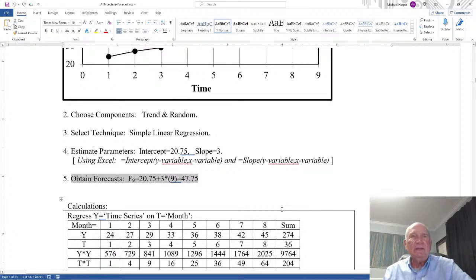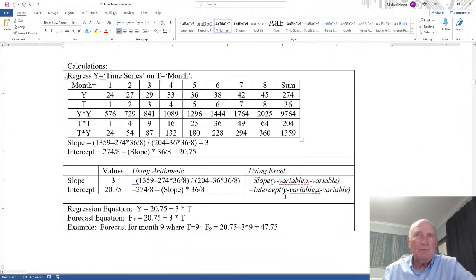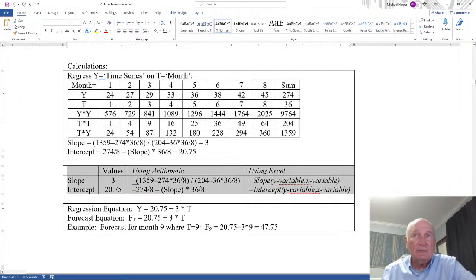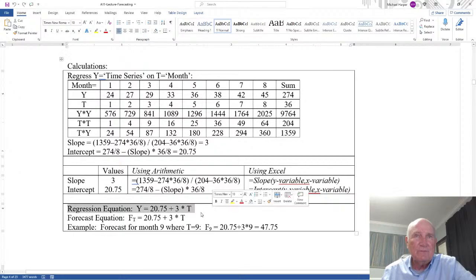Now to be complete, we don't use this much, but to be complete, I went ahead and made a table of all the detailed calculations from statistics to do regression. And then I also show the same values with Excel, and then I summarize those with a regression equation, the forecast equation, and the example with a forecast.